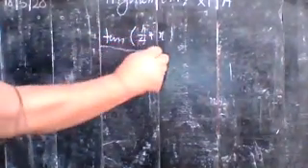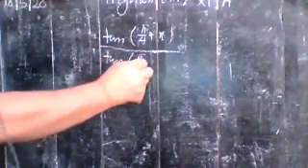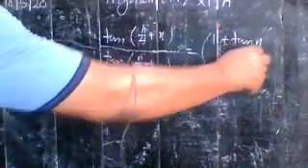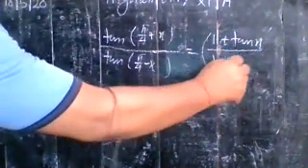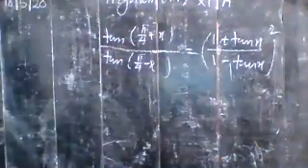Prove that tan(pi by 4 plus x) upon tan(pi by 4 minus x) is equal to (1 plus tan x upon 1 minus tan x) whole square. You have to prove this.